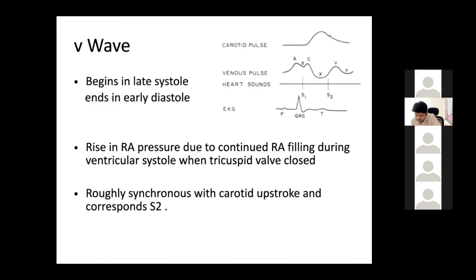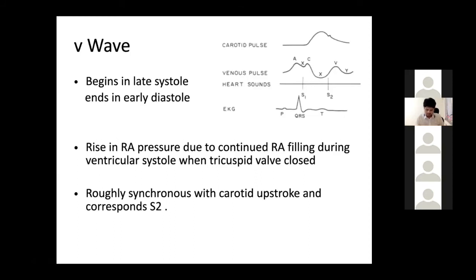Now V waves, as I already told you, begin in the late systole and end in the early diastole. So ideally, it is a systolic wave, but it goes into the diastole. What happens is a rise in RA pressure due to continued RA filling during the ventricular systole. Normally the V wave happens during systole, when the tricuspid valve is closed and the RA continues to fill from the SVC and the IVC.